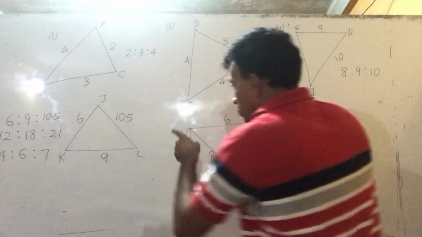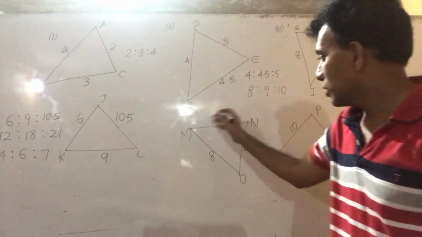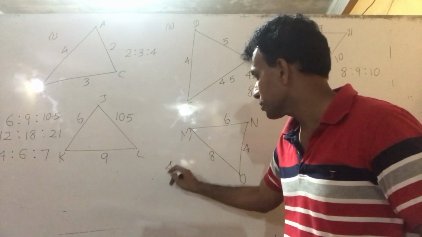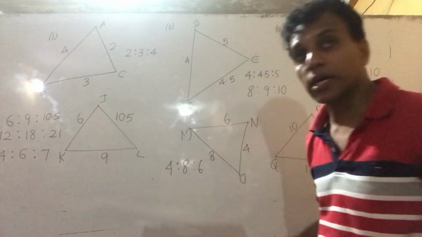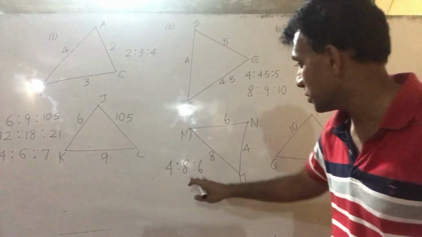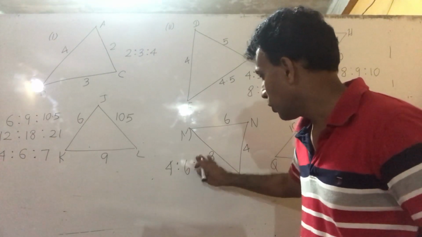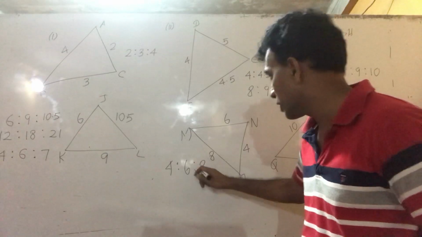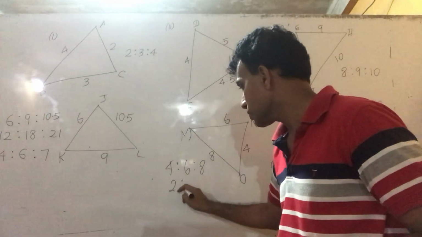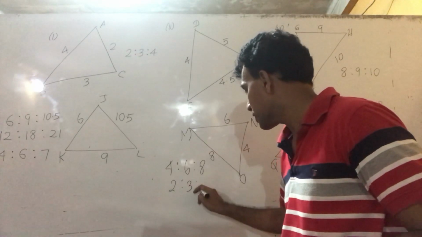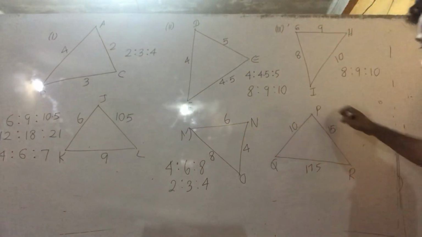Now come here, follow me, how I am showing simple methods. So here what is the ratio? 4 is to 8 is to 6, okay? Or otherwise divide. Oh, I mentioned here 6. Follow the order. If you miss the order, it's difficult, right? So small to large. Divide by 2: 2 is to 3 is to 4, okay? Now come here, last one.